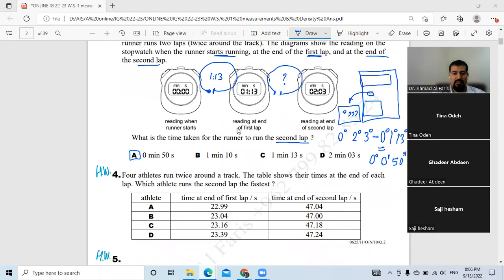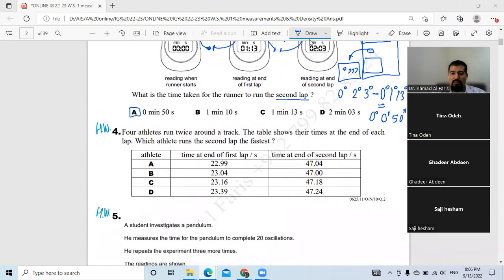Now question number 4. In question number 4, they say: 4 athletes run around a track. The table shows their times at the end of each lap. This is the time for the end of the first lap. This is the total time at the end of the second lap. Which athlete runs the second lap the fastest?